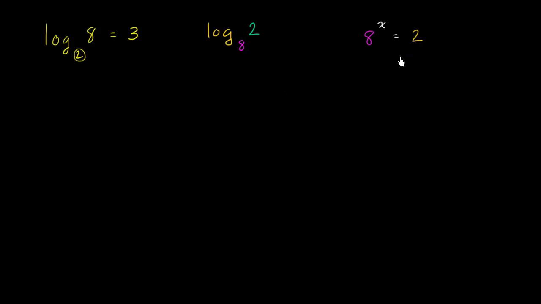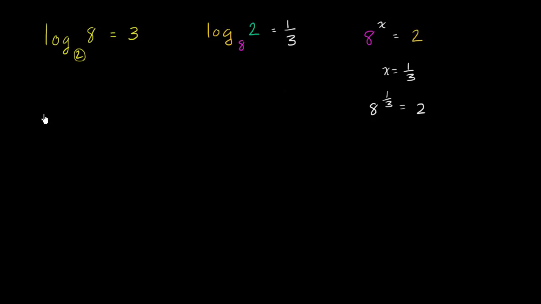Well, if 2 to the third power is 8, 8 to the 1/3 power is equal to 2. So x is equal to 1/3. 8 to the 1/3 power is equal to 2. Or you could say the cube root of 8 is 2. So in this case, x is 1/3. This logarithm right over here will evaluate to 1/3. Fascinating. Let's mix it up a little bit more.